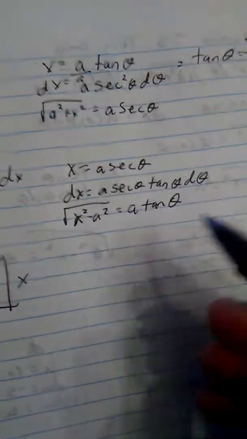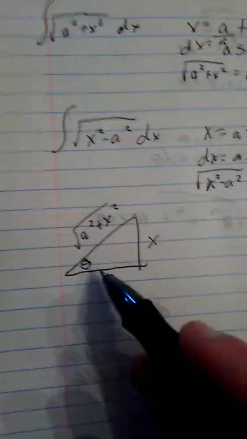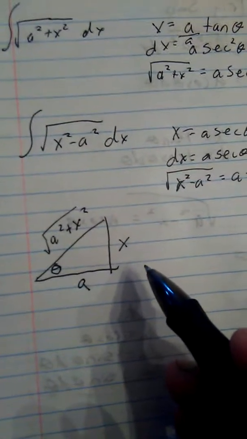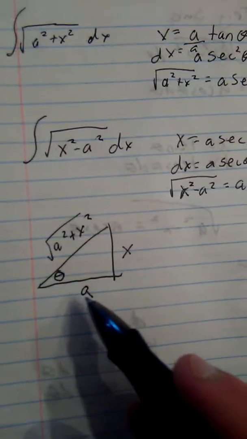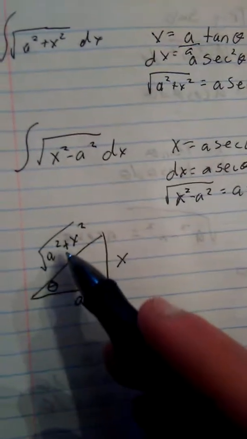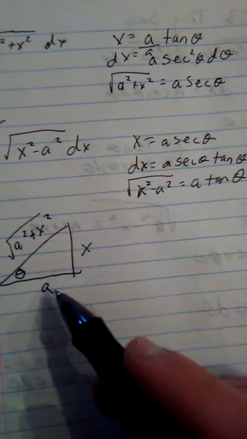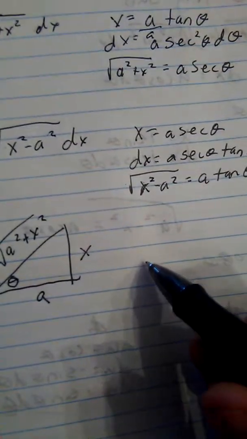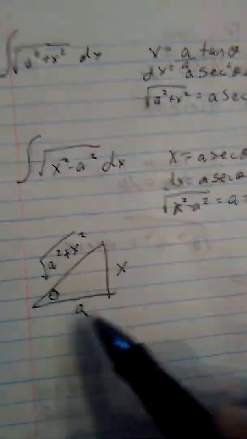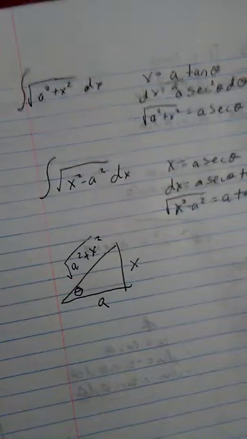So if you end up with secant theta, which is 1 over cosine theta, and cosine is adjacent over hypotenuse, it's going to be hypotenuse over adjacent because it's secant. You'll substitute a secant theta for the radical over a. And then you're going to have c at the end also. Don't forget your c.